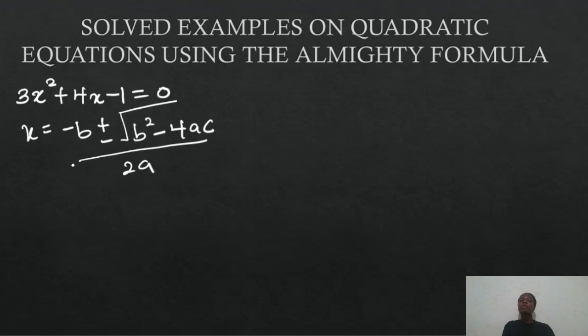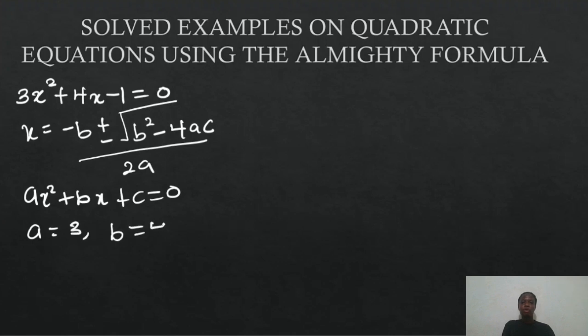From the general quadratic equation ax squared plus bx plus c equals 0, if we compare these two equations, we can say that a is equal to 3, b is equal to 4, and c is equal to -1. So wherever we see a, we put 3. Wherever we see b, we put 4. And wherever we see c, we put -1.